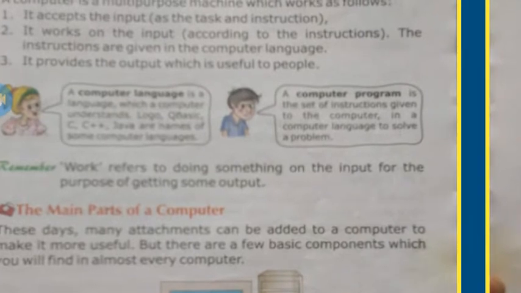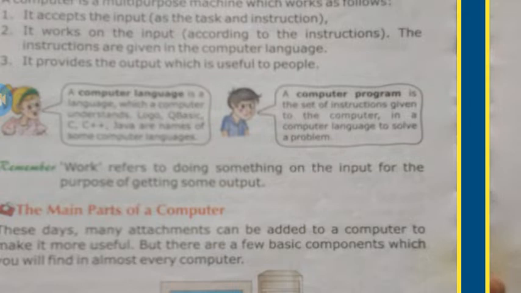Now, students, a computer language is a language which a computer understands, like Logo, QBasic, C, Java. A computer program is a set of instructions given to the computer in a computer language to solve a problem. Like we are using Hindi, English, Sanskrit for making someone understand our problems or topics, same as it is, a computer understands only its language like machine language, Logo, QBasic, C, C++, etc.